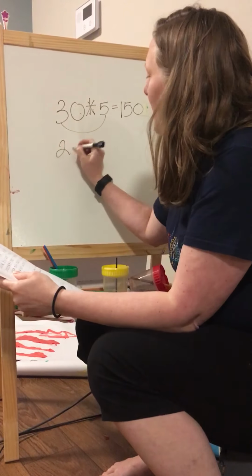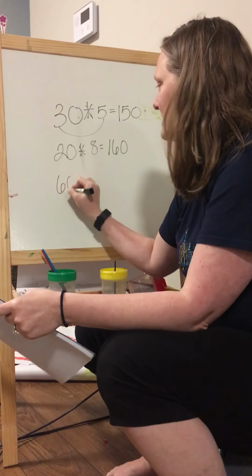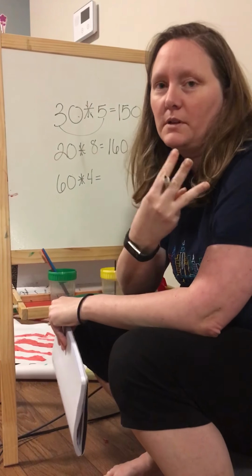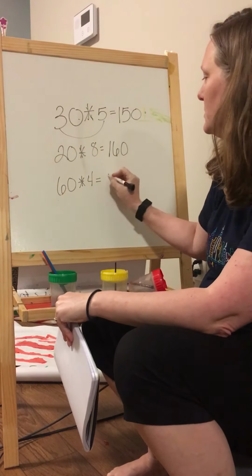How about 20 times 8? 2 times 8 is 16 plus your extra 0, okay? What about 60 times 4? 6 times 4 and 1 zero.